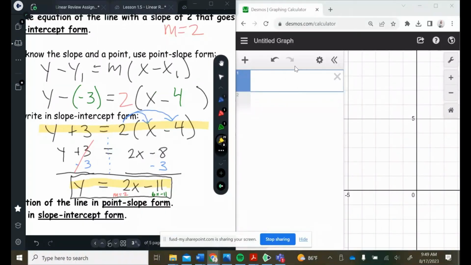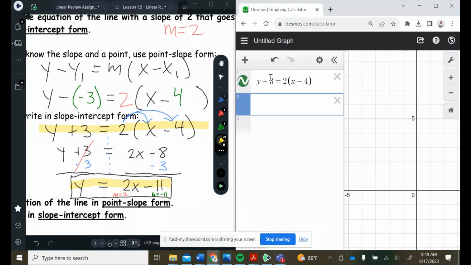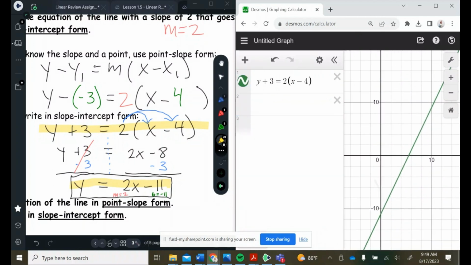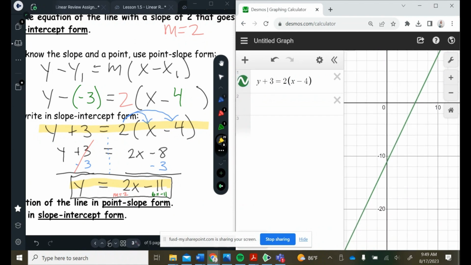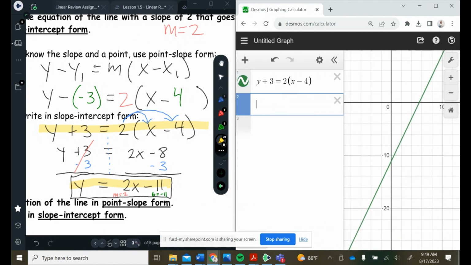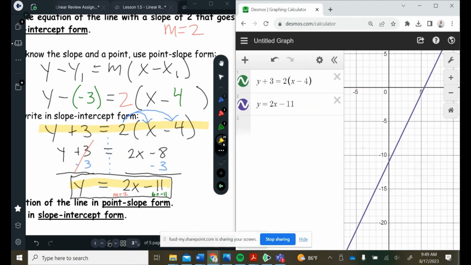Okay, here we are looking at Desmos. I'm going to type in our two equations. Let me start first with point slope form. So that's going to be y plus 3 equals 2 parentheses x minus 4. And let's see, where is that graph? There it is. You see it? There's the graph. Okay. Next line, I'm going to type in our slope intercept form, y equals 2x minus 11. Hey, what do you know? How many graphs do you see here?